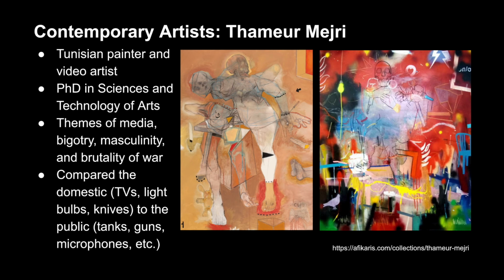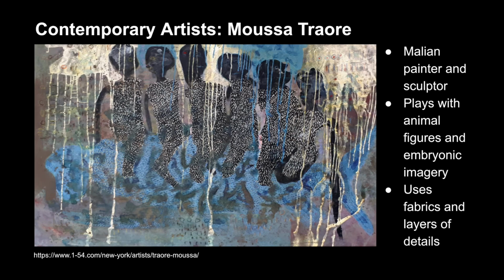So first we have this Tunisian painter and video artist, who actually has a PhD in sciences and technology of arts. The work itself focuses on cultural and political themes of media, bigotry, masculinity, and brutality of war. The artist is also comparing the domestic with the public, using objects like TVs or light bulbs, as compared to tanks, guns, and microphones.